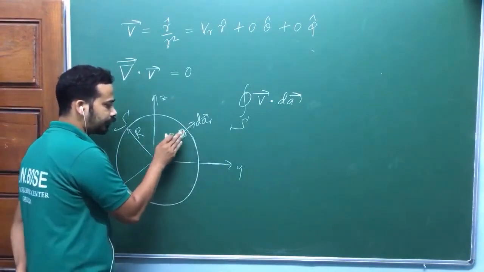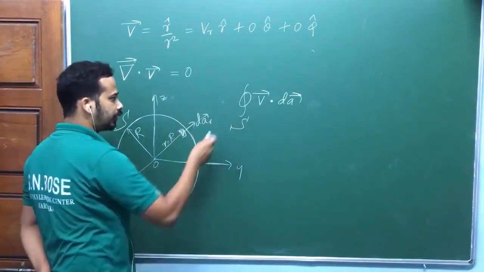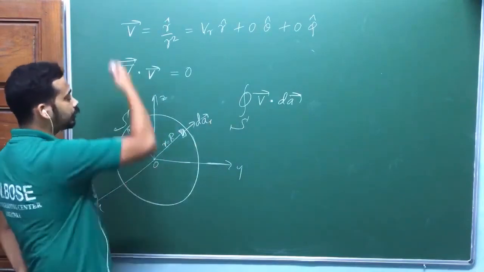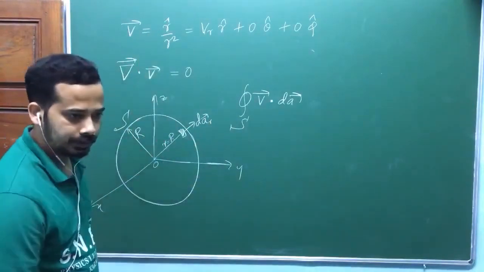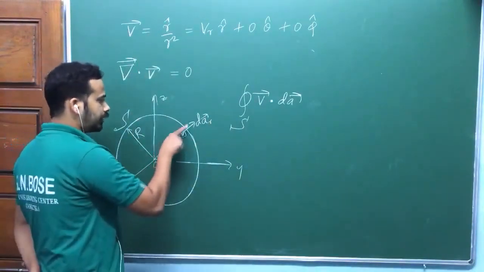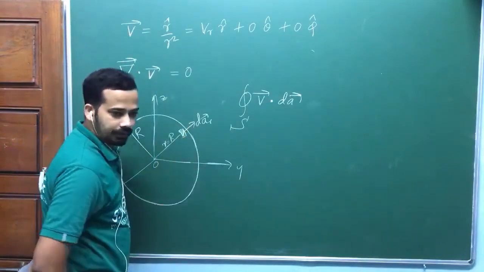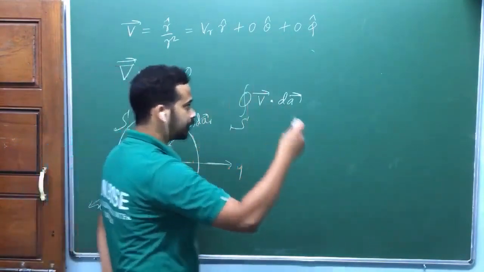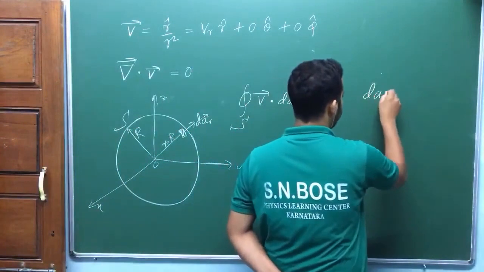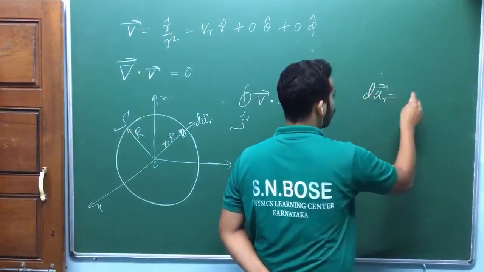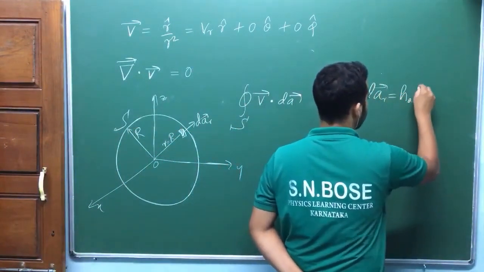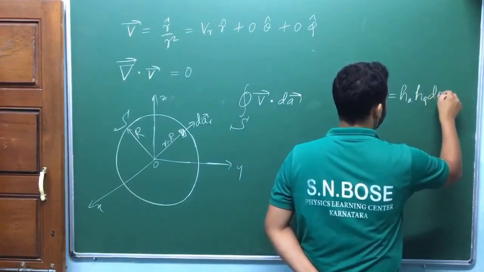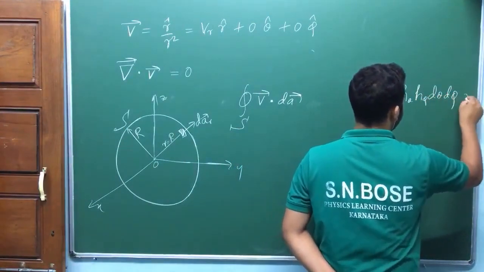From the surface, if you define your dA vector, because you need to do the surface integral over the surface, what kind of dA vector are you using? Whatever area formula we defined yesterday. What is that one? H theta, h phi, d theta, d phi into r cap. Am I right?